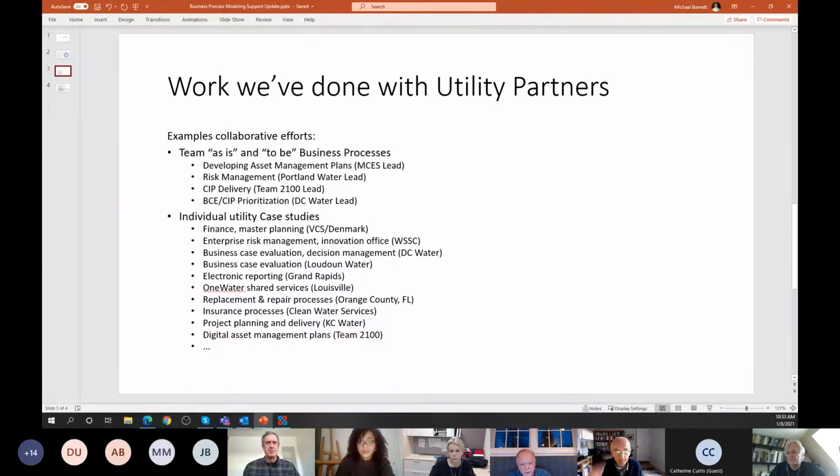Yeah. All right, well, I just shared my screen. I'm just going to show a couple of slides. This is an update on the business process modeling that we're doing. As you know, our mission for this part of the project is to build a repository of business process models for all the great work that the utility partners are doing, and represent it as a model in business process model and notation.